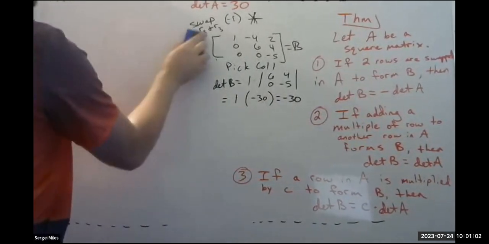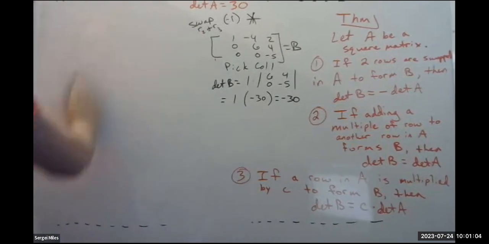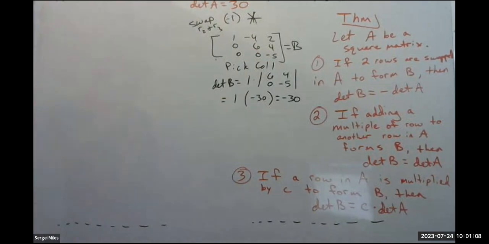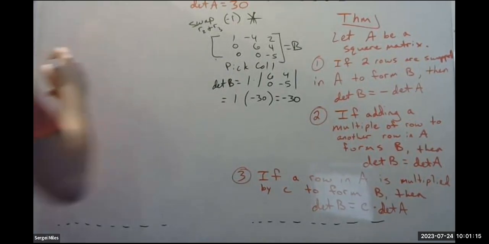Okay. We have this interesting looking matrix where we have these numbers down the diagonal, but we have all zeros below the diagonal, right? This is actually a special kind of matrix called a triangular matrix.